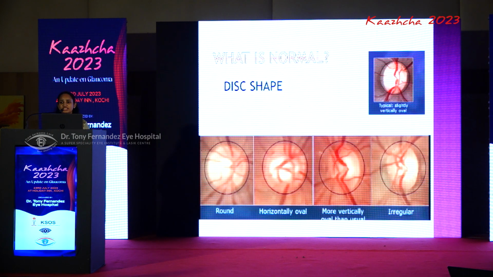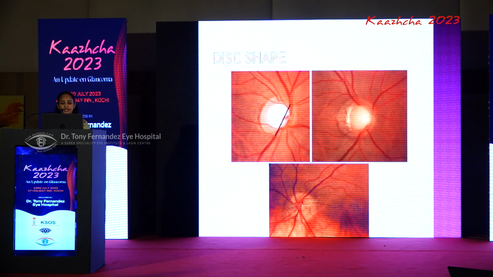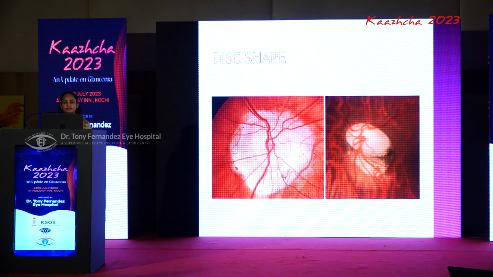Now coming to disc shape, typically it is vertically oval, but it can be round, horizontally oval, more vertically oval. It can be torted, tilted, or it can be bean-shaped disc, high myopic disc. What is the significance of abnormal disc shape is that whenever you come across abnormal disc shapes, just document it. Take an optic disc photograph. Only through serial monitoring, you can pick up glaucomatous changes in this abnormal shaped disc. Eisen rule is applicable only to the vertically oval disc.